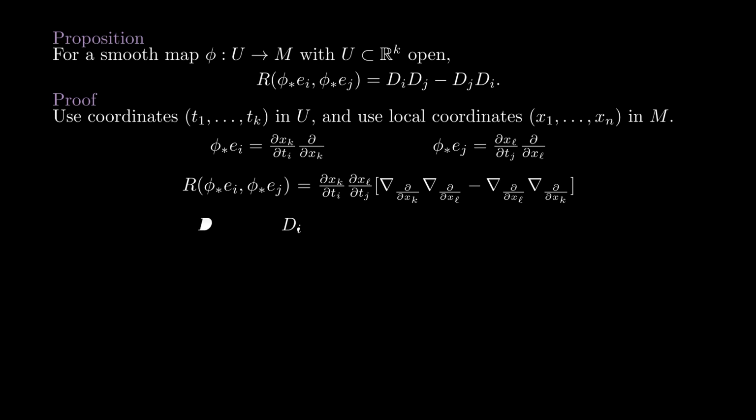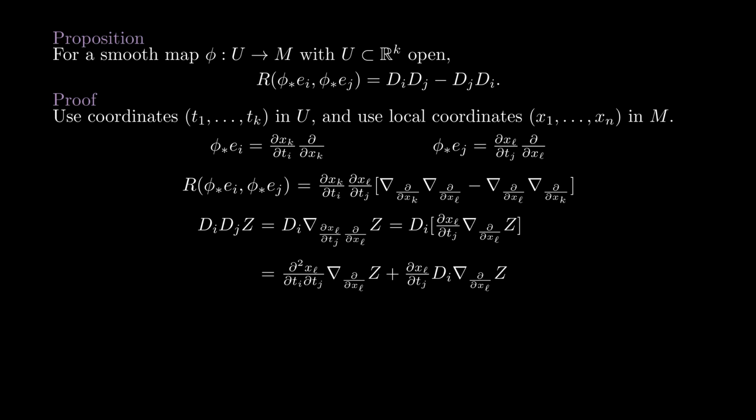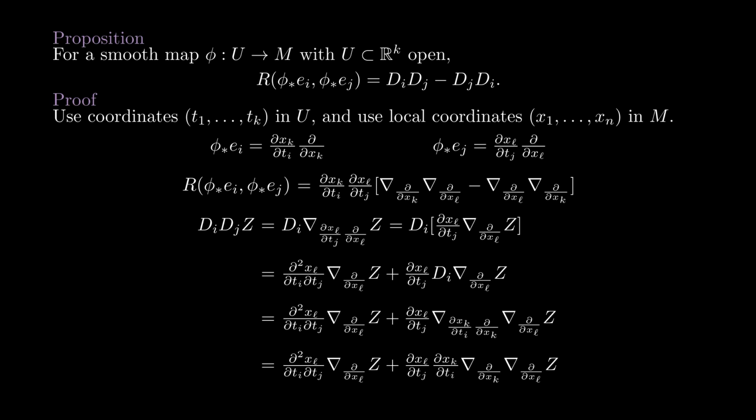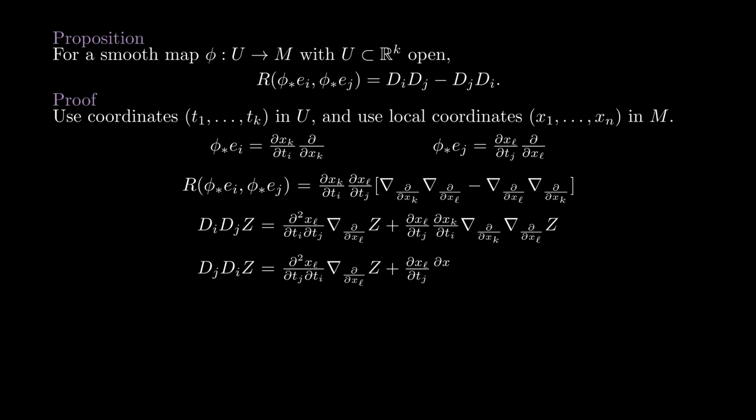On the other hand, if we take D_i D_j, by the properties of the covariant derivative, the D_j can be replaced by nabla phi_* e_j. We use the expression in local coordinates and expand using the Leibniz rule for the covariant derivatives. Again, we put this in terms of nabla and use the expression of phi_* e_i in local coordinates. Using the properties of nabla, we can expand to this expression. The computation for D_j D_i goes exactly the same way, and we obtain this.